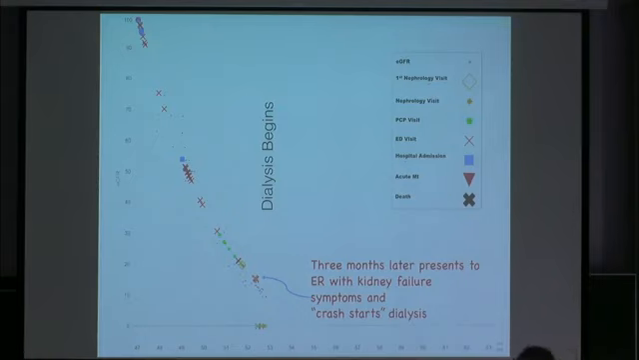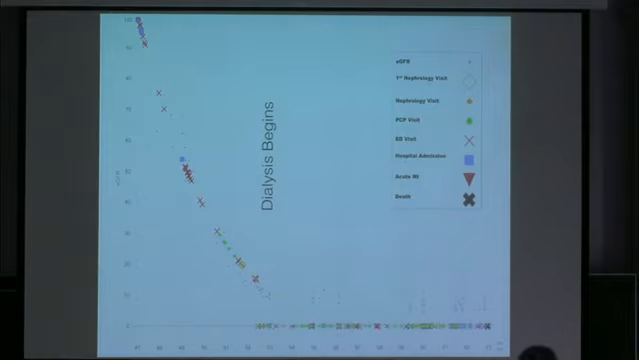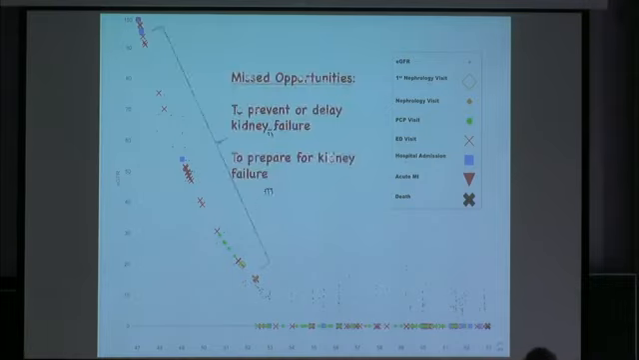Okay, so their kidneys failed, and they started dialysis, and they had all kinds of other problems, and they eventually passed away at age 63. And so when I talk to my colleagues in nephrology, basically they look at this and they're like, this is a bunch of missed opportunities, right?